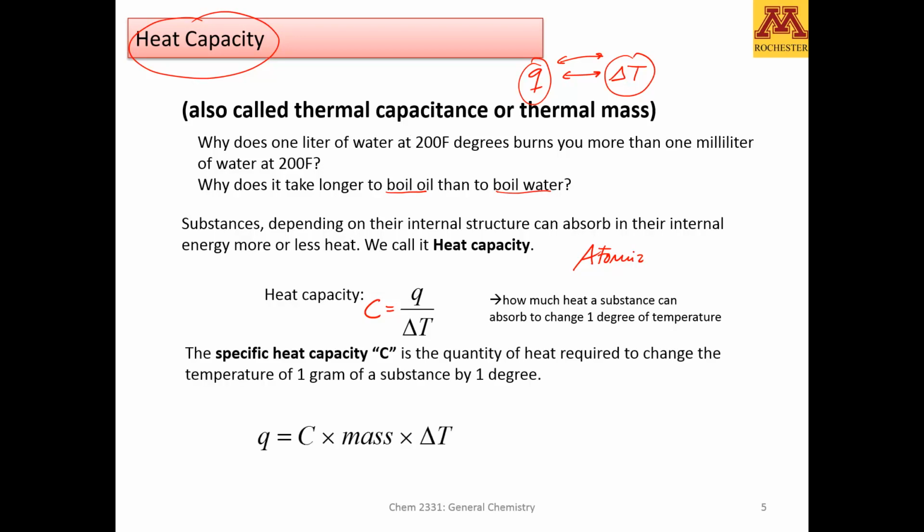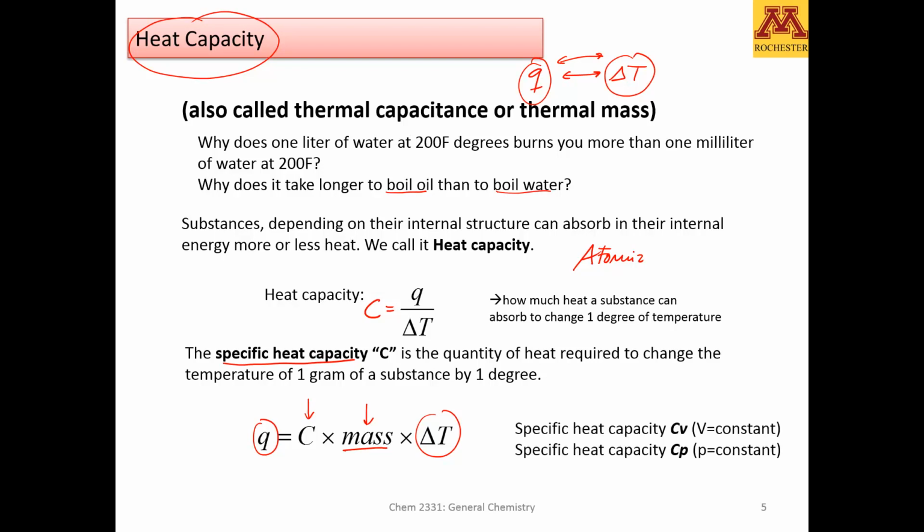Okay, there is a formula. In this case, the formula that includes mass is called specific heat capacity. Heat is related to the change of temperature with the heat capacity and the mass, in this case the specific heat capacity. I hope that makes some sense.